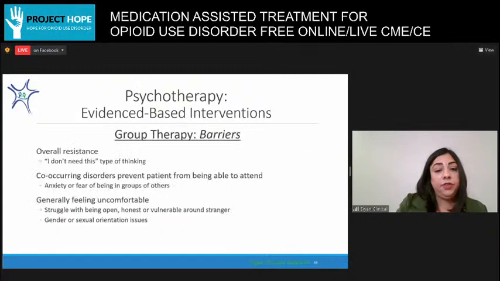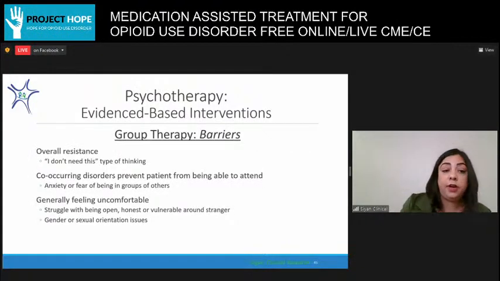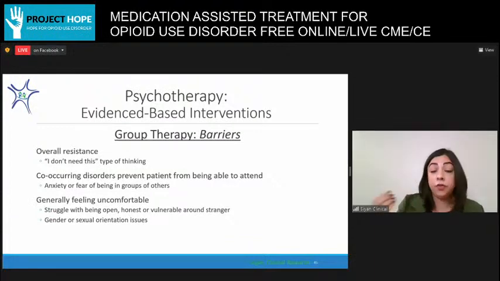I want to speak briefly to barriers in getting people into group therapy. There can be overall resistance, a type of thinking, I don't need this. There can be co-occurring disorders that prevent the patient from being able to attend, such as anxiety or fear of being in groups with others. And some people generally feel uncomfortable. They struggle with being open, honest, or vulnerable around strangers, or they may have gender or sexual orientation issues.